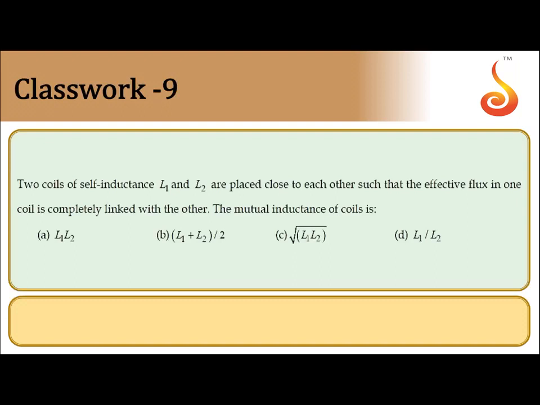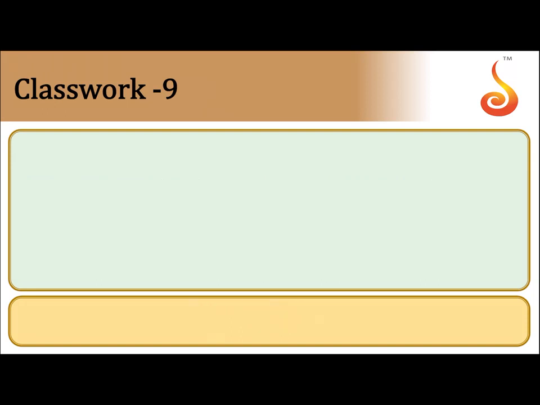We shall move on to the next one. Two coils of self inductance L1 and L2 are placed close to each other such that the effective flux in one coil is completely linked with the other. Then their mutual inductance is. See, mutual inductance for the pair of coils with 100% flux linkage, this is a standard one. So it should be root of L1 L2. It is option C. So this is a memory based question.